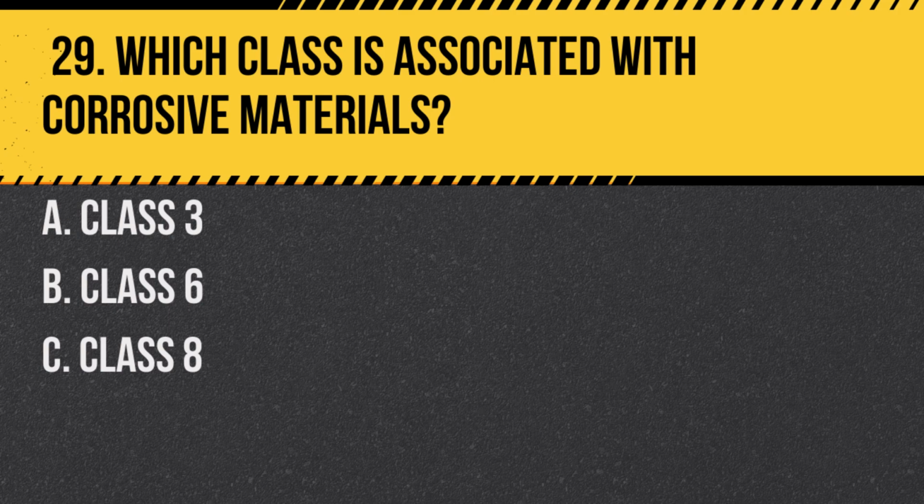Question 29. Which class is associated with corrosive materials? A. Class 3. B. Class 6. C. Class 8. Answer. C. Class 8. Class 8 is designated for corrosive materials.